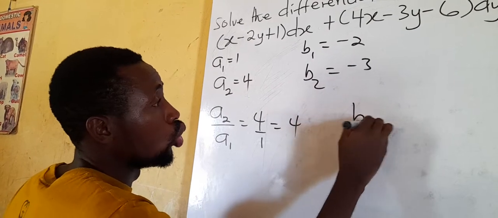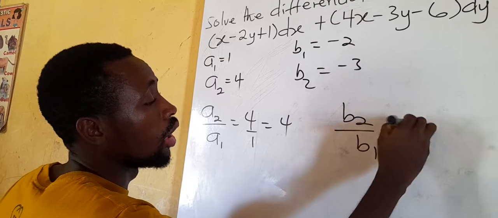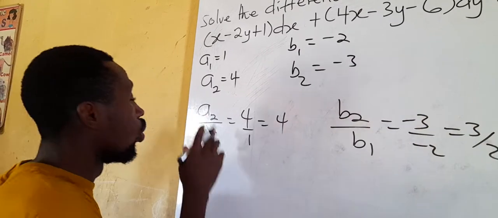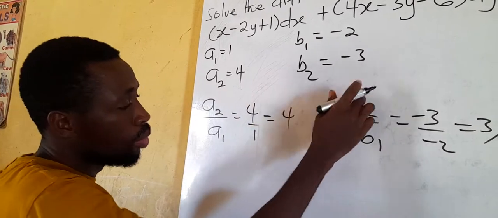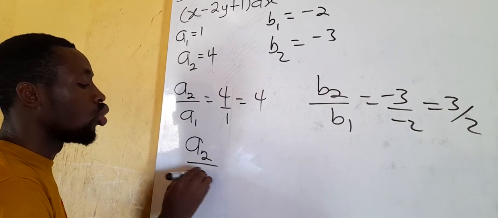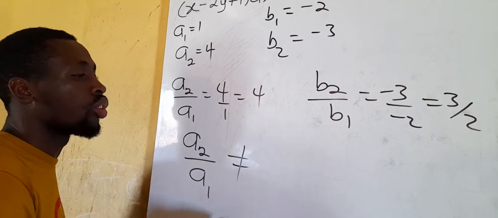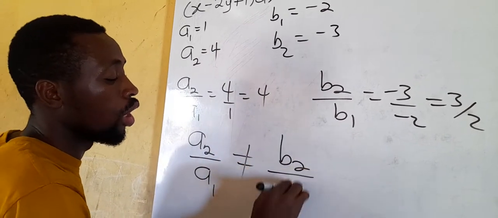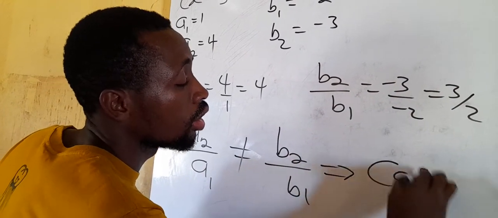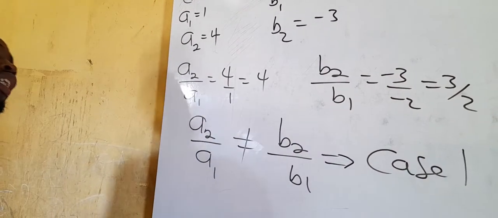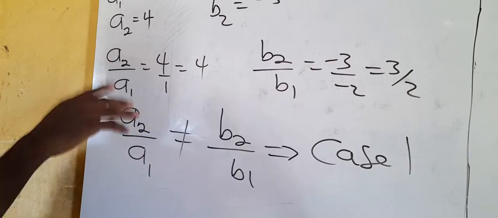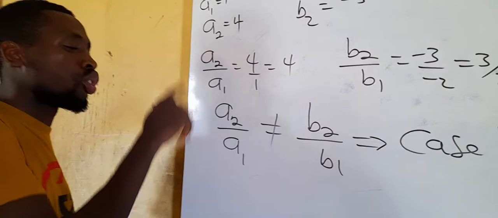Then we divide B2 by B1. That will be negative 3 over negative 2, equal to 3 over 2. So A2 over A1 is 4 and B2 over B1 is 3 over 2. We realize that A2 over A1 is not equal to B2 over B1. So what is that? It is case 1. After you determine it is case 1, you follow the process of solving that.